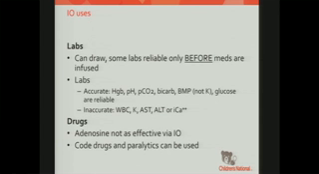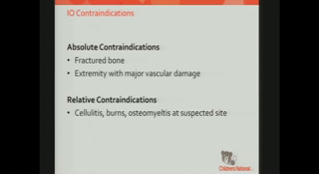You can use your code drugs and paralytics through your IO. But unfortunately, adenosine is found not to be as accurate in children, and that may be because of the site where most times IOs are placed in children. Contraindications for an IO are a fractured bone or major vascular damage in that extremity. Cellulitis, burns, and osteo are relative contraindications.